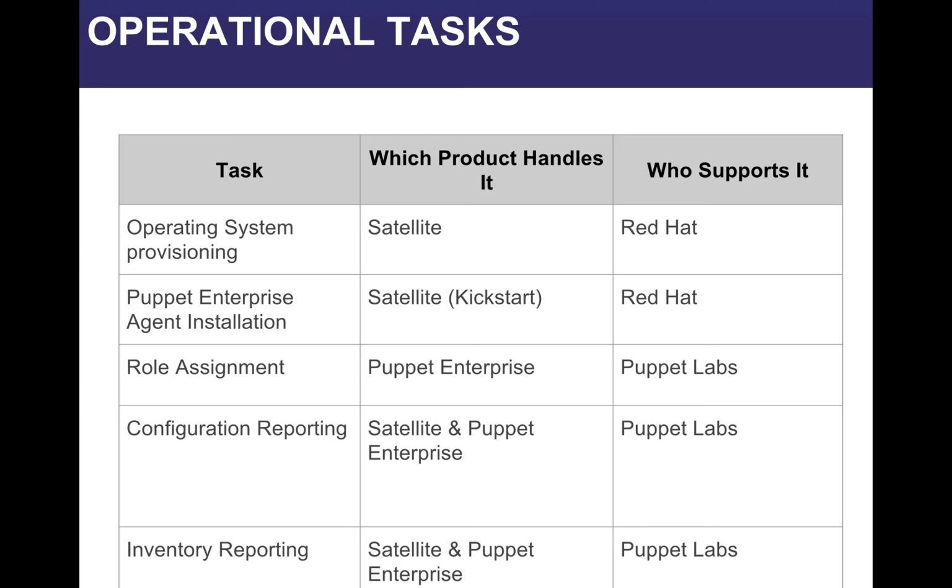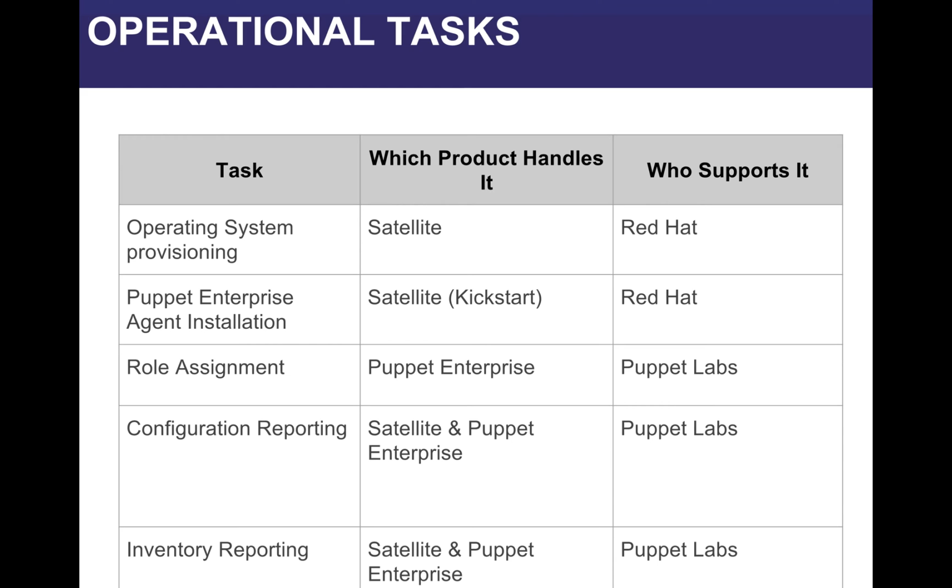So when you put the two products together, there are some main tasks that you want to cover. For operating system provisioning and the agent installation for Puppet Enterprise, that is very clearly on the satellite side. That's what satellite does great, and that's what we're going to let satellite do. We're going to leverage its strengths to be able to take care of those tasks. Role assignment is something that Puppet Enterprise has worked very hard on, and we have great support with our rules-based classification system, our trusted facts support, so that you can automatically go from agent installation to full deployment in a single step.